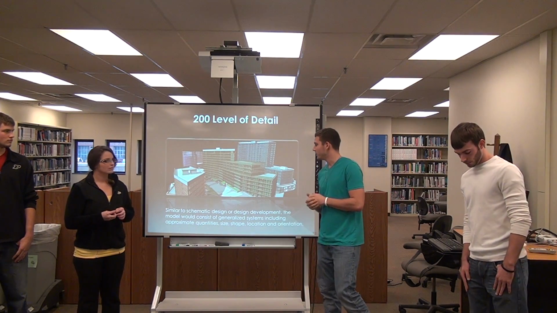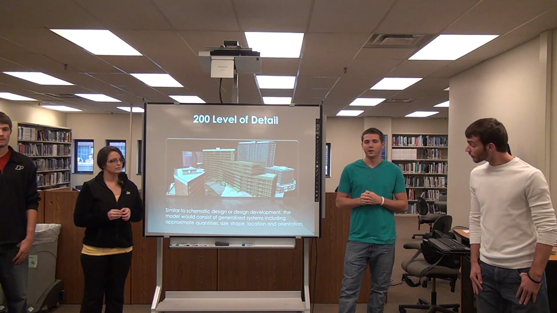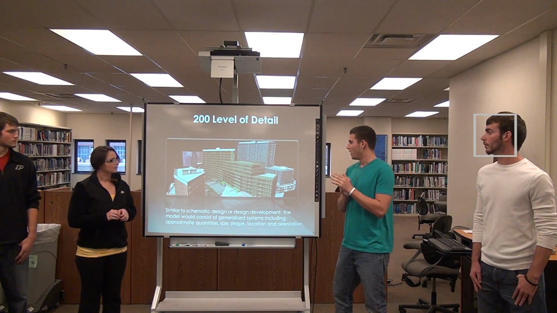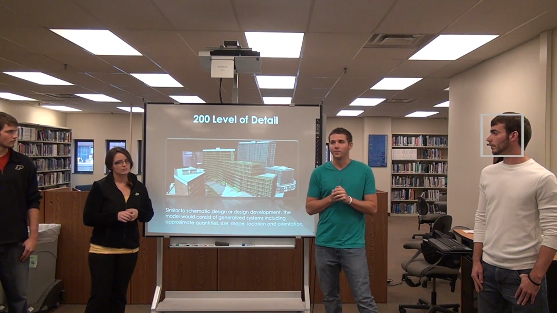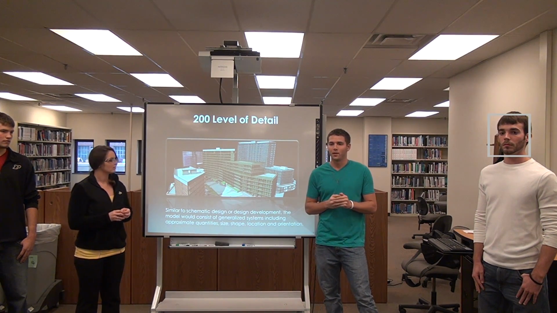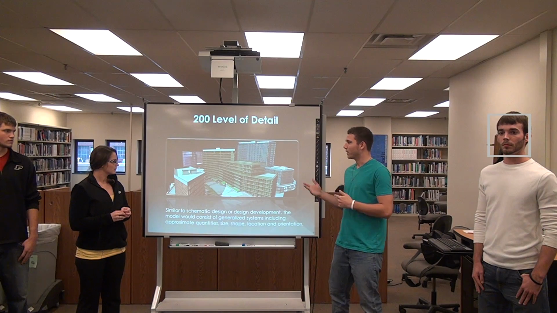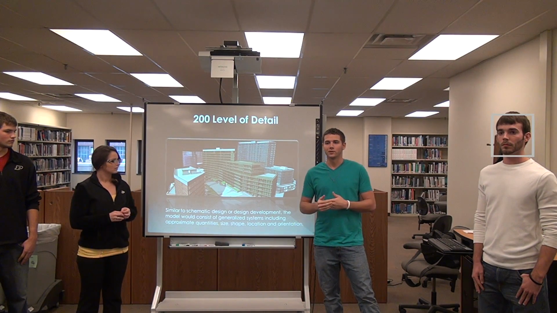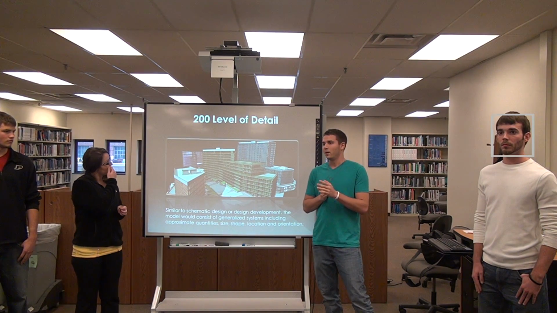The 200 level of detail is, there's a little more detail in it. We use Revit for this. There's no clash detection, but there is more detail. You can really see what the building's going to look like. But again, it wouldn't take as long as the 3 or 400 level of detail.